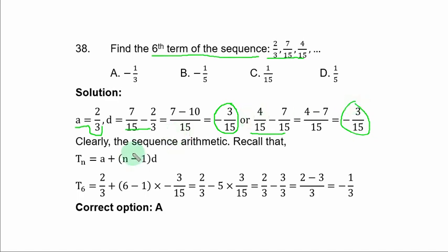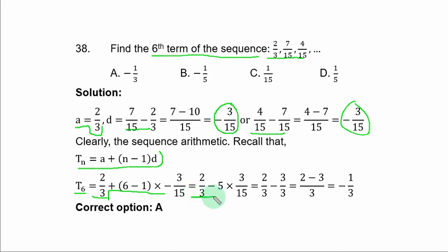arithmetic progression. So the nth term, t sub n, is equal to a, the first term, plus bracket open number of terms n minus 1 bracket close times common difference. So you are asked to find the sixth term. That means n is 6. So t sub 6 equals first term 2 over 3 plus bracket open, you have n to be 6 minus 1 bracket close times common difference minus 3 over 15. So you have 2 over 3.